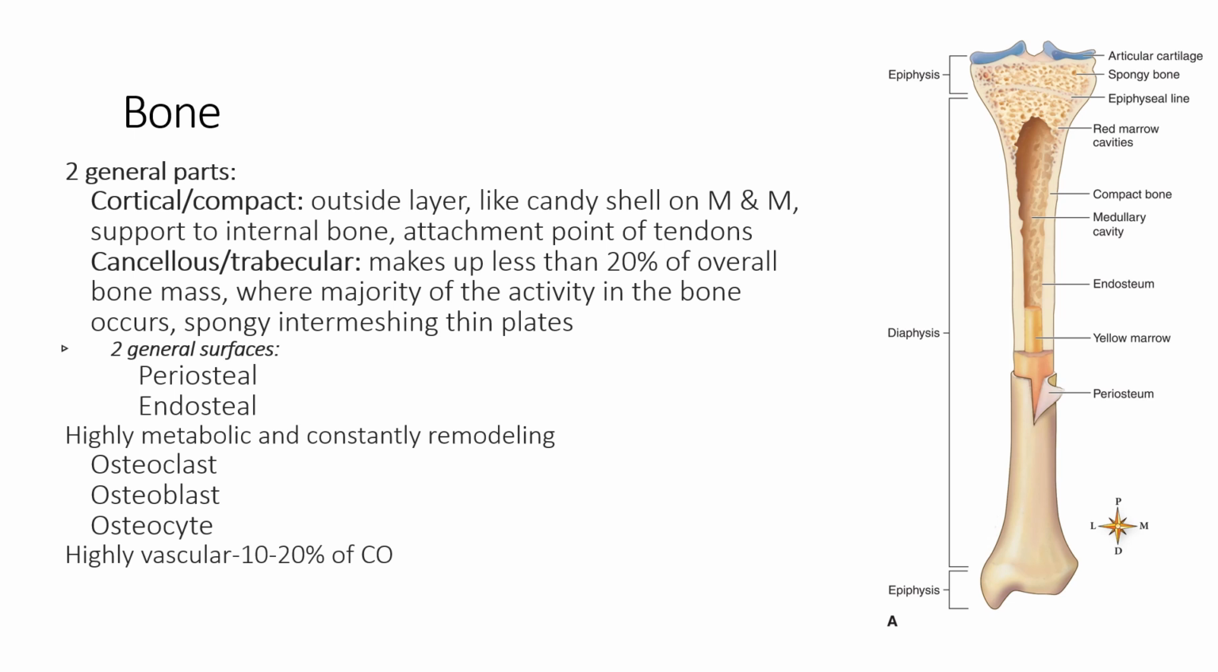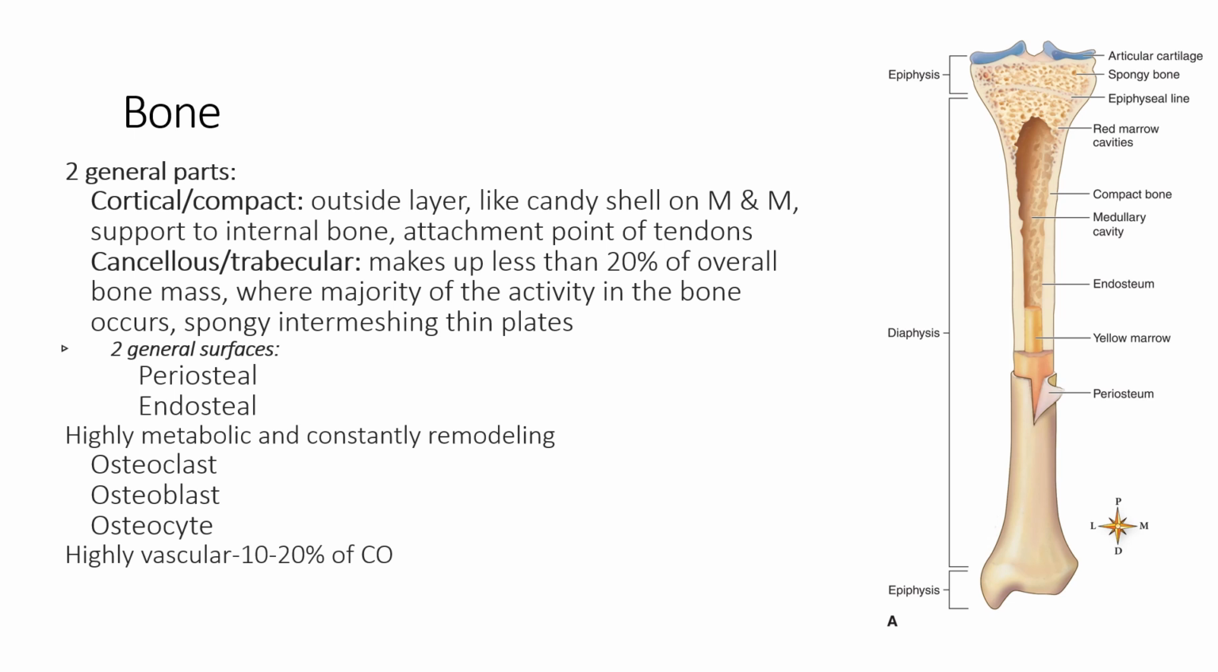We have the cortical or compact bone, which is the outer layer resembling the hard candy shell of an M&M. The function is to provide structural support to the internal bone and serves as attachment points for tendons and ligaments.